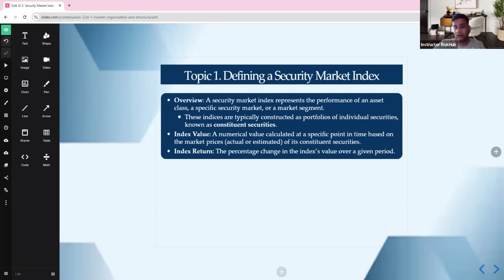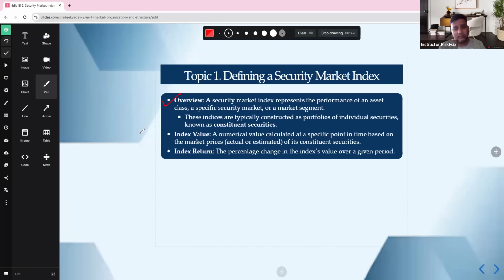If we cover it now, please listen to me carefully. There's a lot of theory, right? So the idea when we're trying to define a security market index is that a security market index is a measure of performance of an asset class, which can be equities, which can be bonds. It can be a market in different countries, which can be India, US, or a segment which can be large cap or technology. The key insight here is that an index is not a single asset, it's a portfolio of securities, right?